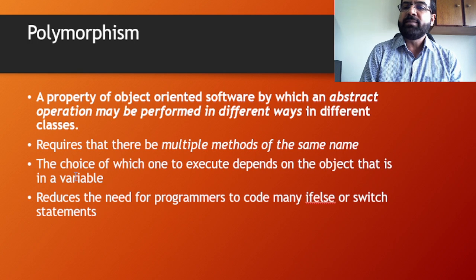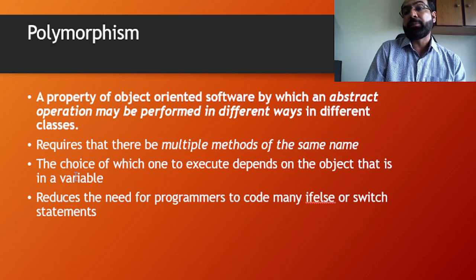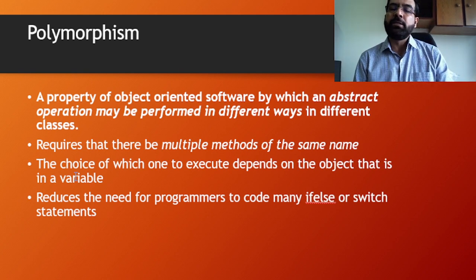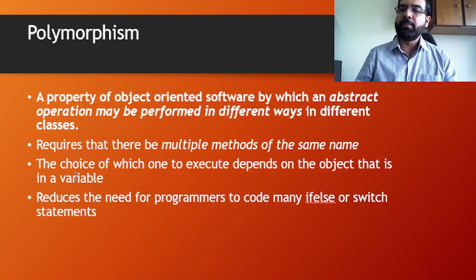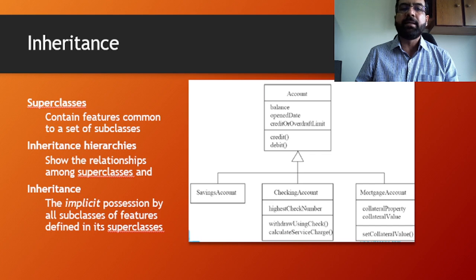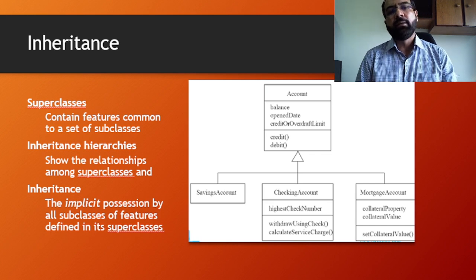The choice of which one to execute depends on the object that is in a variable, and it reduces the need for programmers to code many if else or switch statements. So this gives great benefit to the developers, that there is no need to develop many situations as we do in the procedural paradigm, where we go for structured statements or if else statements to cover various aspects. Here we can easily implement this. So that is one concept which is important and relevant to the object oriented paradigm.